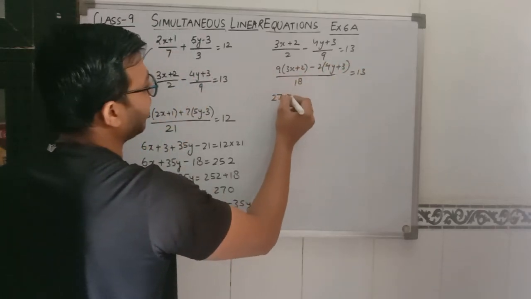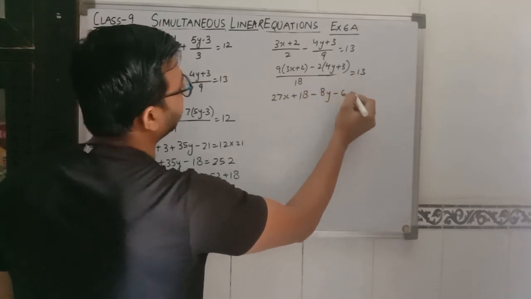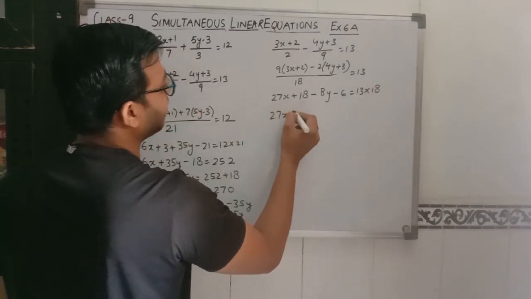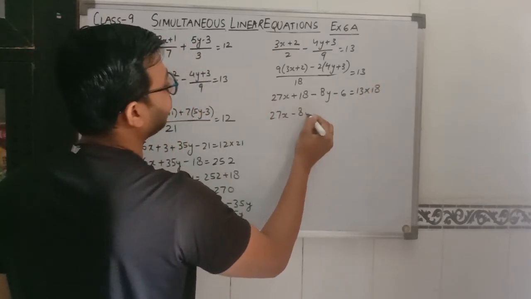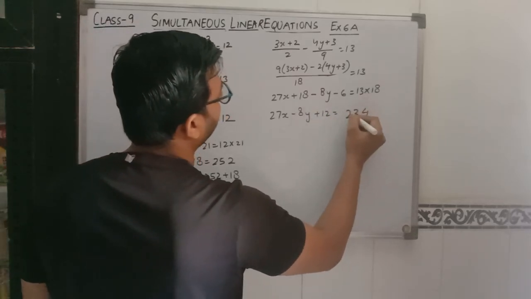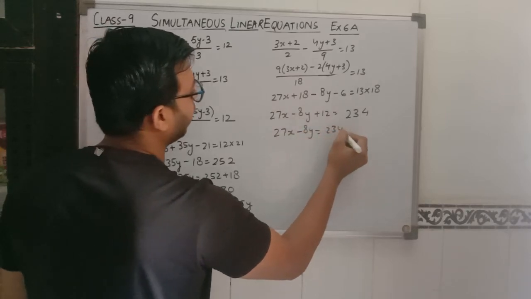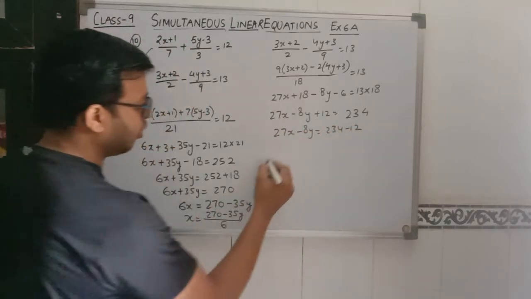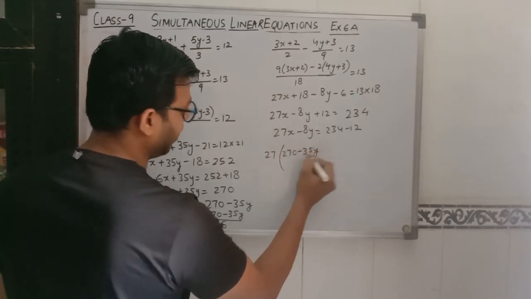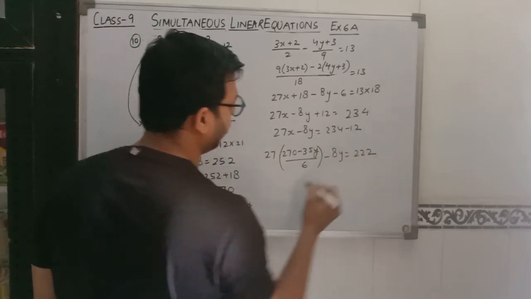9 times 3 is 27x, 9 times 2 is 18, 2 times 4y is 8y and 2 times 3 is 6, is equal to 13 into 18. It will become 27x minus 8y plus 12 is equal to 234. 27x minus 8y is equal to 234 minus 12. Now place the value of x. So 27 times 270 minus 35y upon 6 minus 8y is equal to 222.